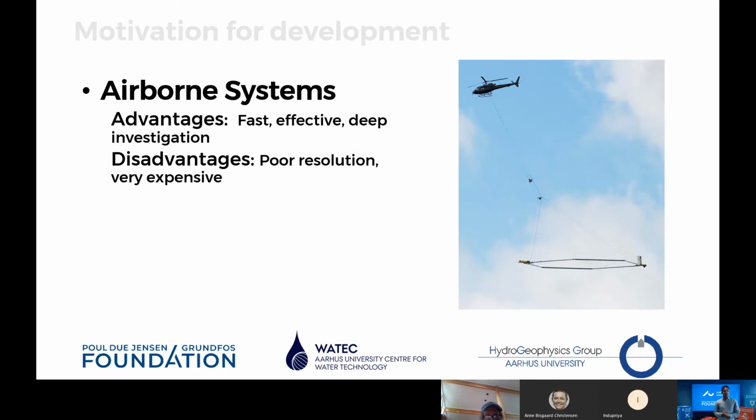So there are systems available that can do this job. For example, systems built on airborne platforms. We call them airborne transient electromagnetic systems or frequency domain electromagnetic systems. The advantages of these systems are that they are very fast, very effective. They can map very deep, 400, 500 meters in the ground. But the disadvantage is that they are very expensive and they usually lag in resolution when it comes to resolving features in the horizontal direction, or the first 10, 20 meters.